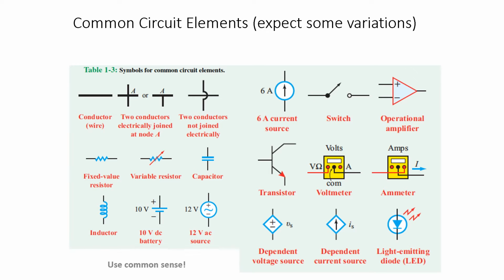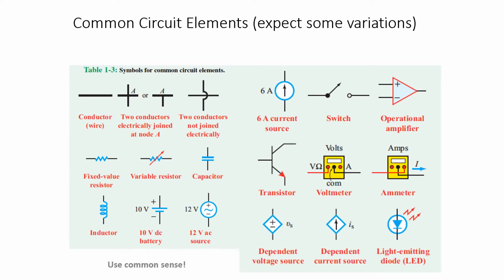Capacitors are another one we use a lot. Inductors. So batteries, DC versus AC. So there's an interesting one. DC stands for direct current source. AC stands for alternating current source. So alternating current, generally we get a sine wave. We do some more math on that.